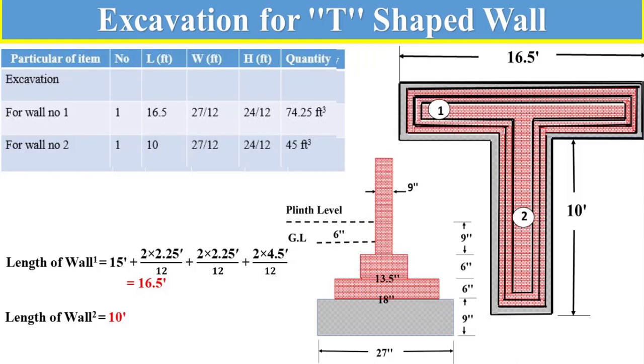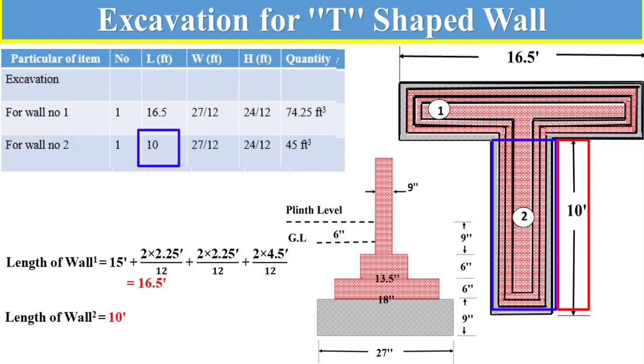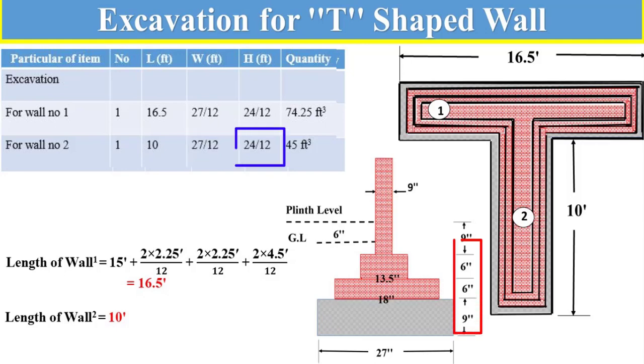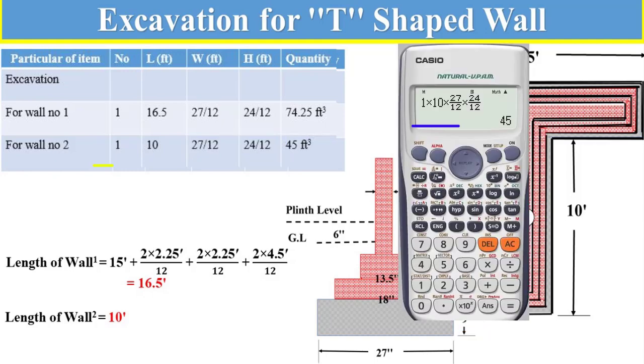Similarly, for the excavation of wall 2, the length of excavation is taken as the actual length, that is 10 feet. The width of foundation for excavation is 27 inches and the depth of excavation is 24 inches. So the excavation for wall number 2 will be equal to 1 multiply 10 multiply 27 divided by 12 multiply 24 divided by 12, that is equal to 45 cubic feet.